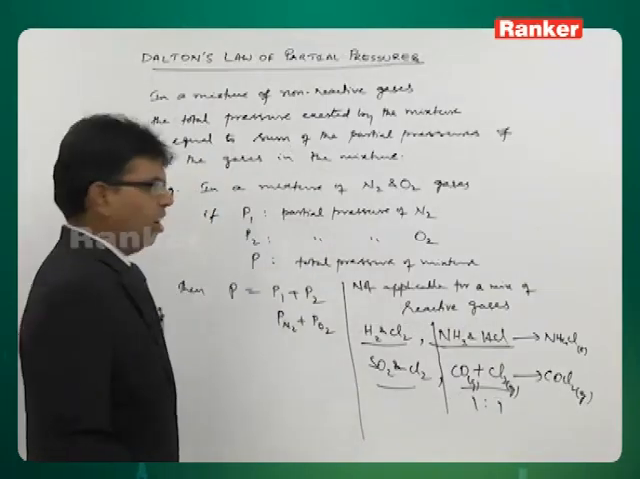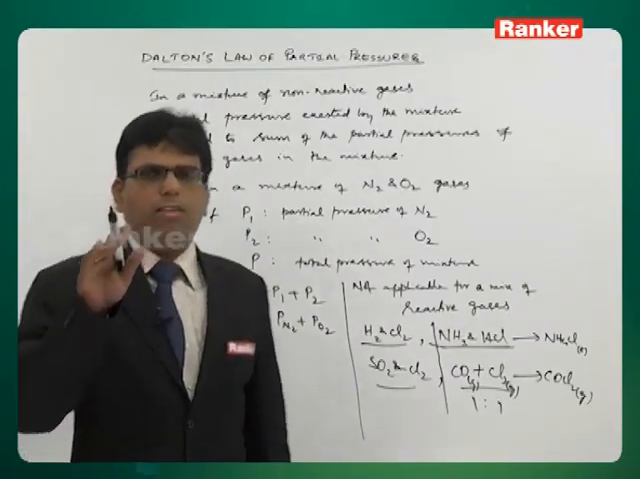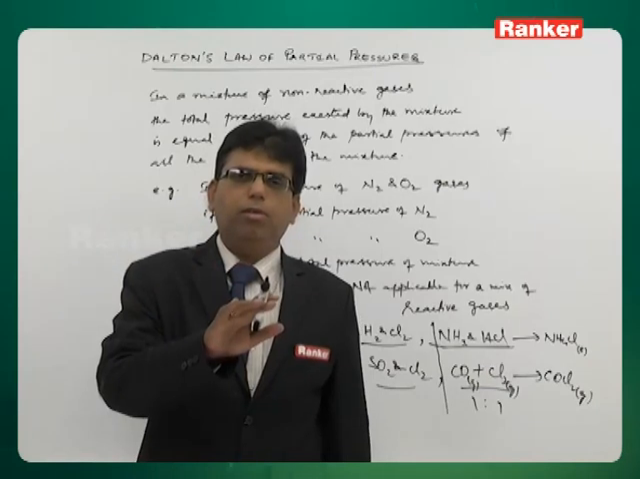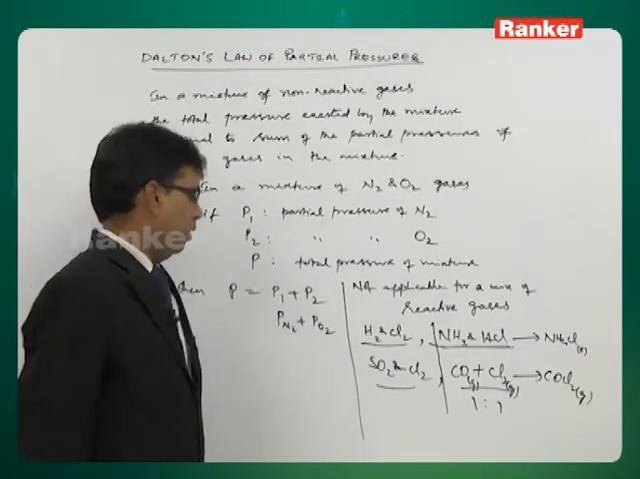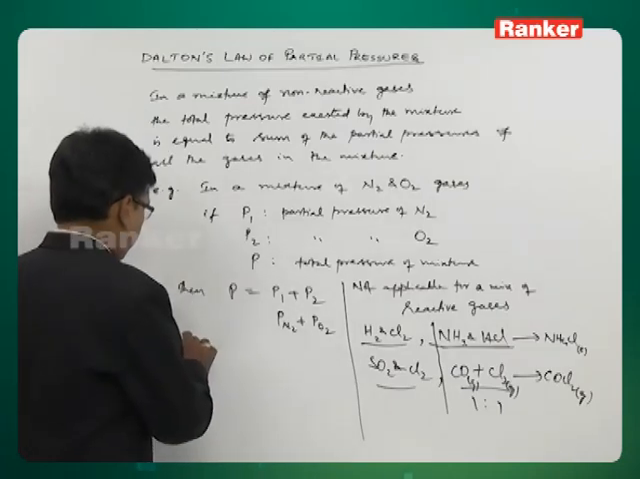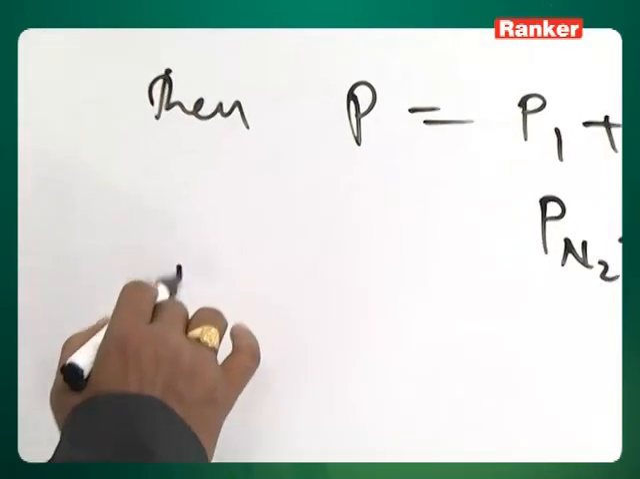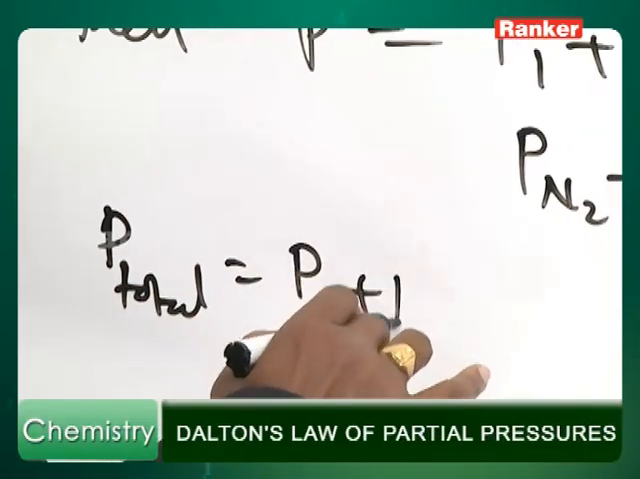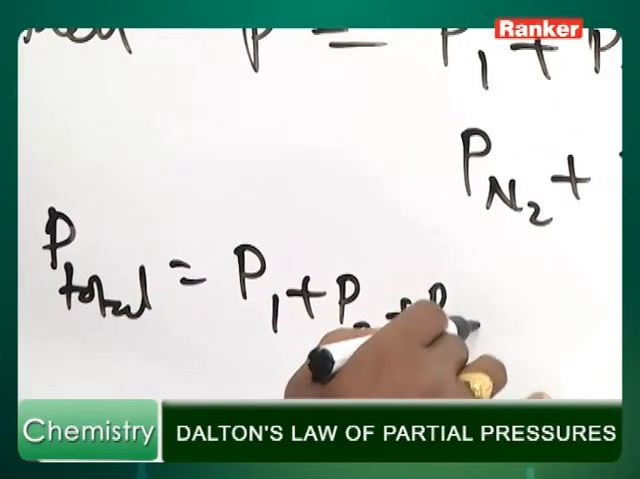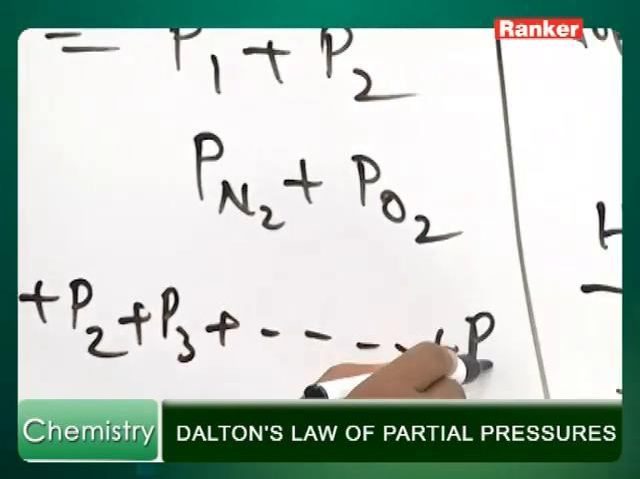So, under normal course, whichever two or three gases are non-reactive, for all of those mixtures this Dalton's law is applicable. In general, what we will say is, if you have a mixture of n number of gases, then P total is equal to P1 plus P2 plus P3 and so on, up to Pn.